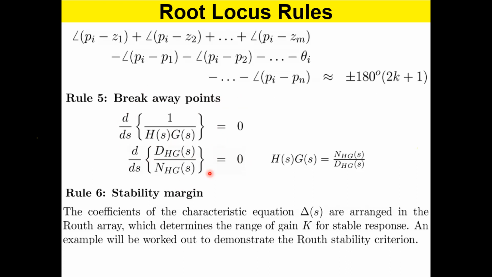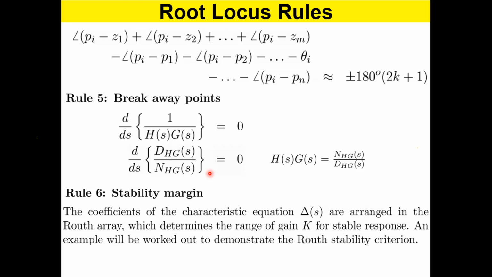When two poles meet up at a point. Earlier you saw the two poles moving head on and meet up at a point, and after that they split, and one of the poles goes north, the other goes south. So we want to find out what this meeting point and breakaway point is. So meeting point is equal to breakaway point.